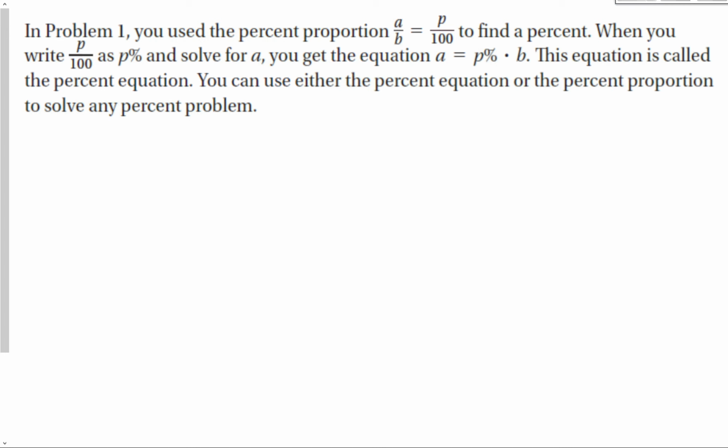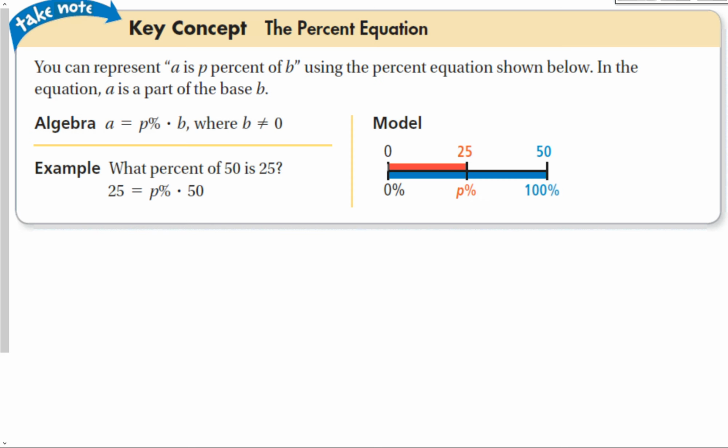When you write p over 100 as p percent and solve for a, you get an equation that looks like this: A is equal to some percent times b, if I just think of that percent as one term. This equation is called the percent equation. And we can use either the percent equation or the percent proportion to solve any percent problem. To use the percent equation, we can represent A is P percent of B, where A is the part of the base B. So we have the part is equal to some percent times some number.